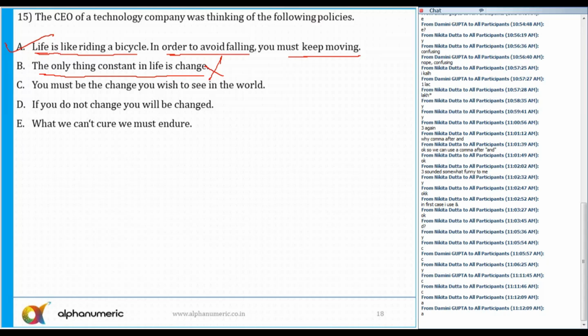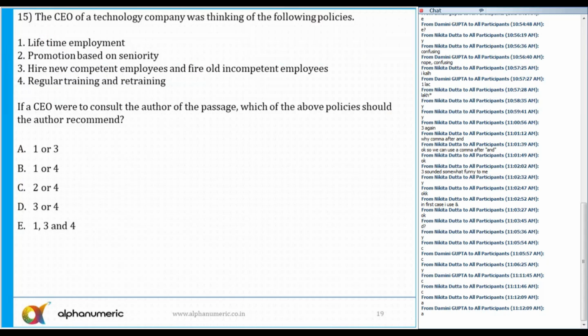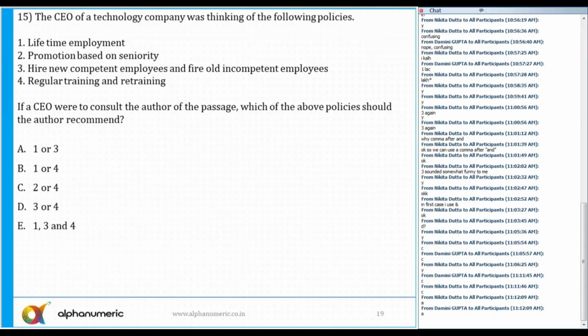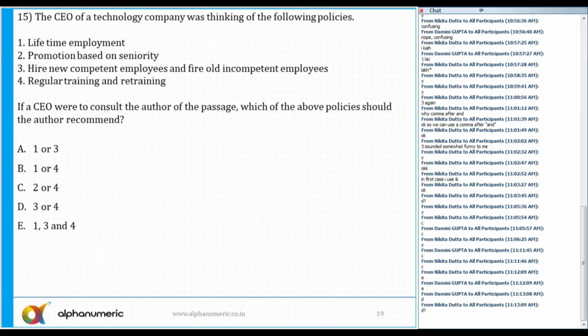Number 15. The CEO of a technology company was thinking of the following policies. There are four policies mentioned. If a CEO were to consult the author of the passage, which of these policies would the author recommend? Either you regularly train and retrain your people, or if that is not possible, then you hire new competent employees and fire the old incompetent employees. Because this change is going to be permanent now. So yes, 3 or 4. Either you do 3 or you do 4. Otherwise, this company is not going to survive. Absolutely.